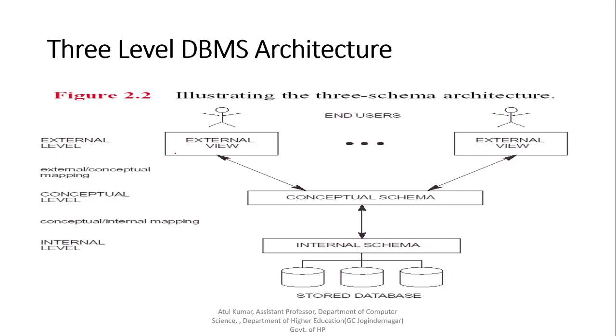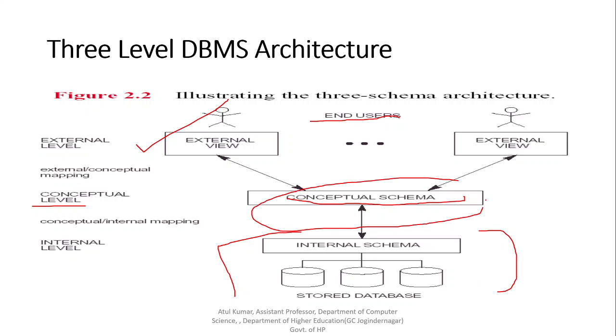This diagram illustrates the three level DBMS architecture. The topmost level is the external level, where we have end users. Then we have the conceptual level, and the third level is the internal level, which describes the internal structure of the database. We have only one conceptual level for each DBMS architecture, and we have a large number of external views for each DBMS architecture.